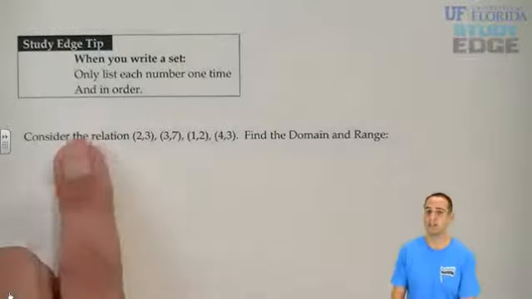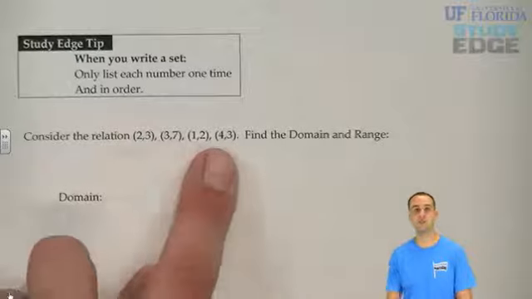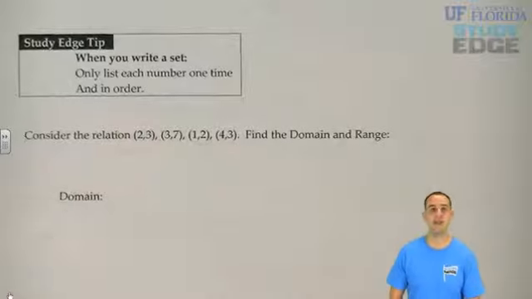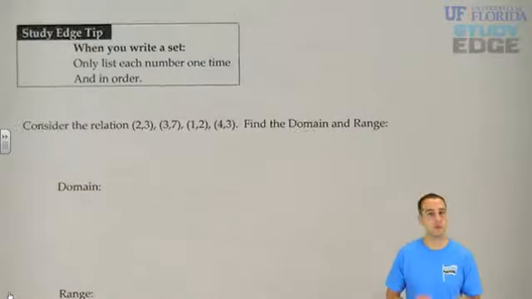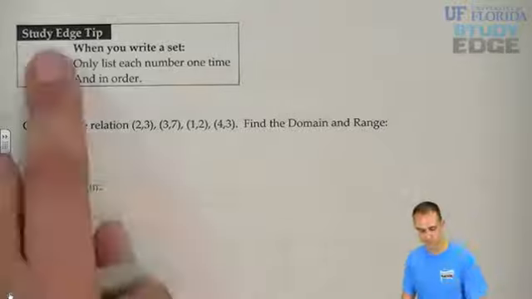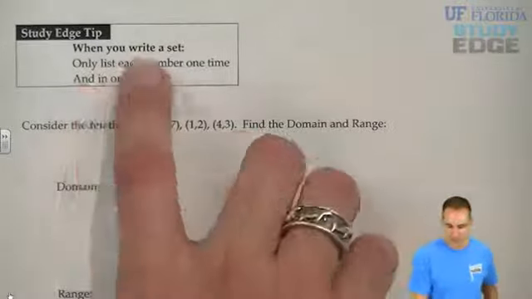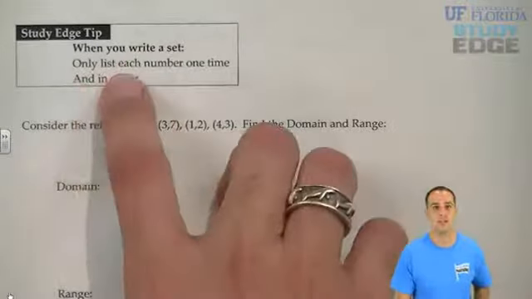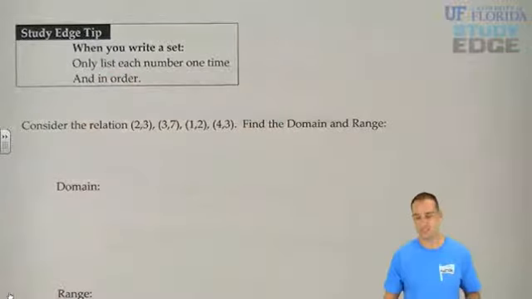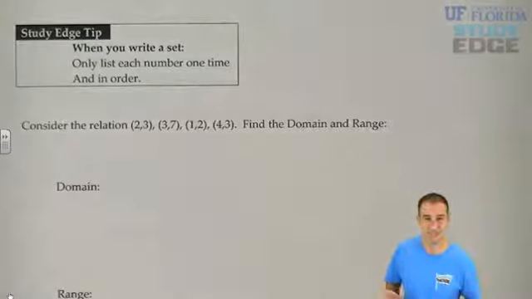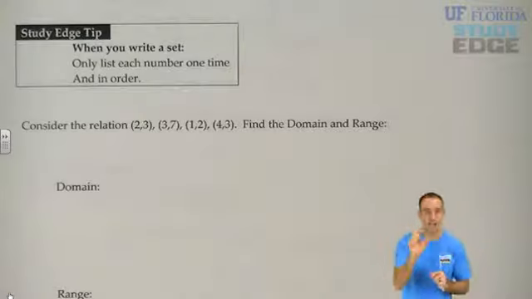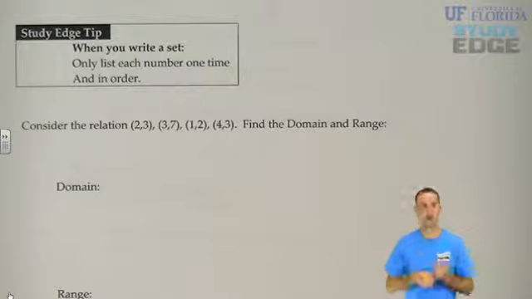So consider the following relation. We have x and y coordinates. We want to find the domain, and then we want to find, of course, the range. Before I even get to this, I've got a little study edge tip for you guys. When you write a set, only list each number one time and list it in order. Got it? Write it one time and in order, smallest to largest.